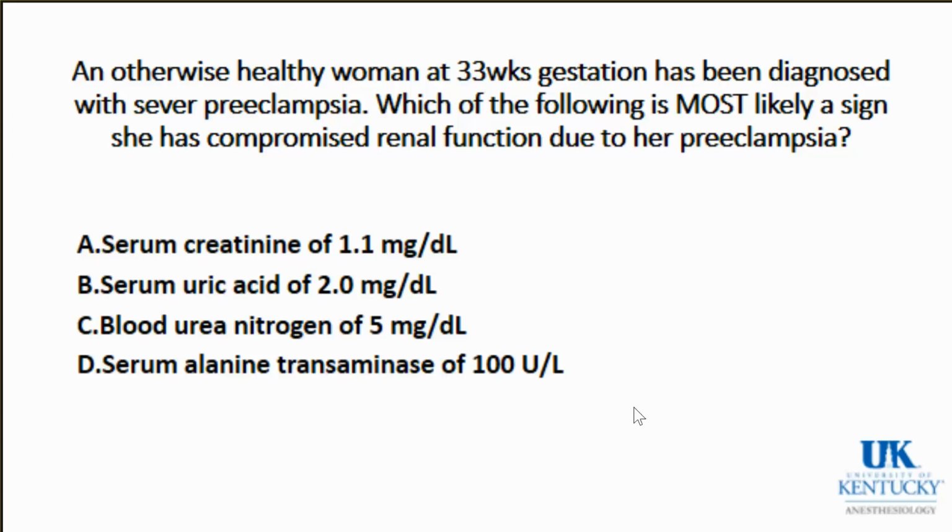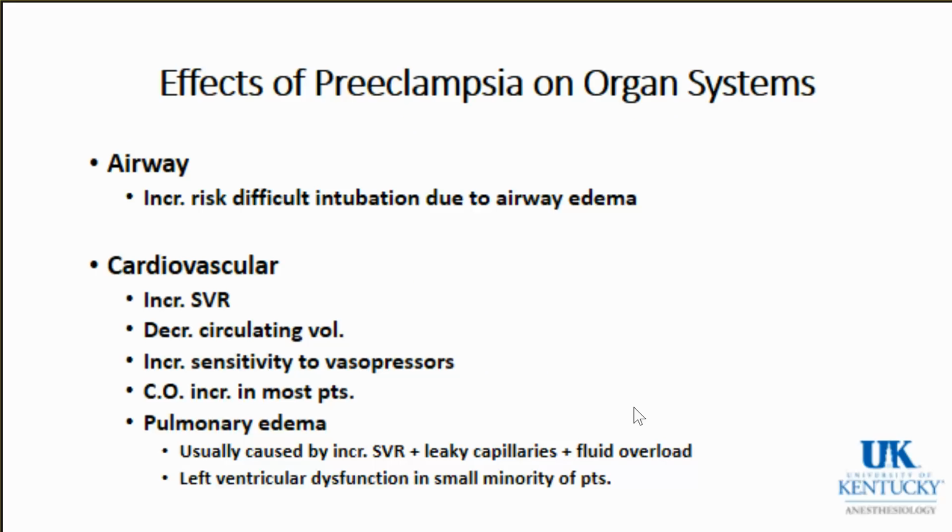So you have an otherwise healthy woman at 33 weeks gestation who has just been diagnosed with preeclampsia with severe features. Which of the following is most likely a sign that she has compromised renal function due to her preeclampsia? So the answer is going to be A, because as we mentioned yesterday, normal creatinine in a pregnant patient is about 0.5 to 0.6. So if you have a preeclamptic and their creatinine's up to 1, they are showing that they have some component of renal dysfunction.